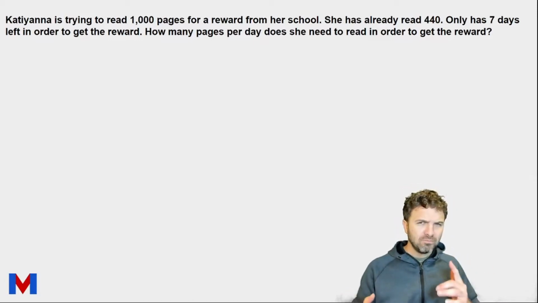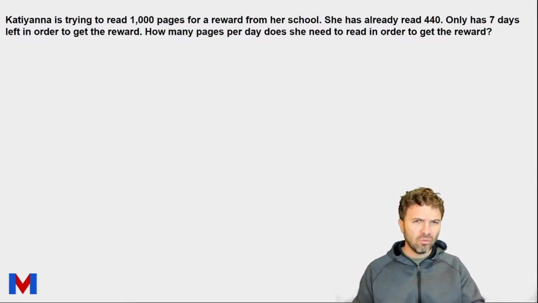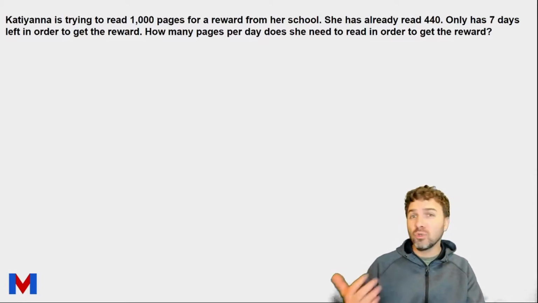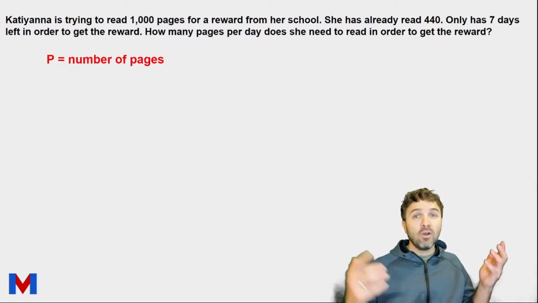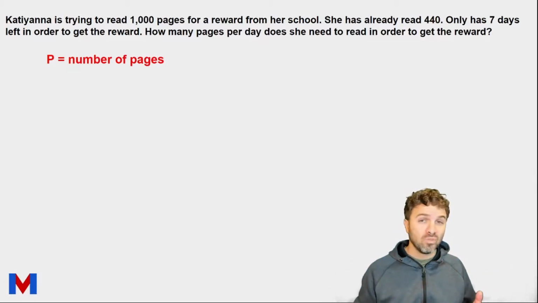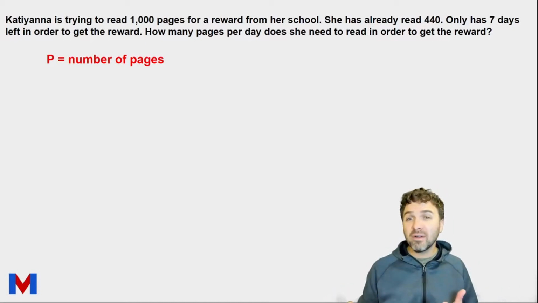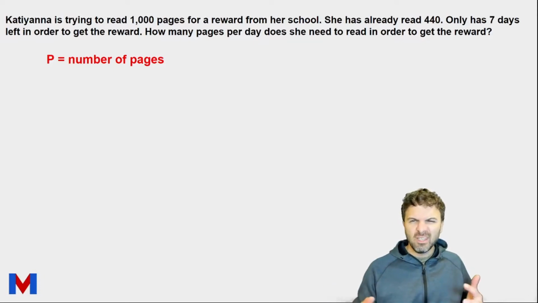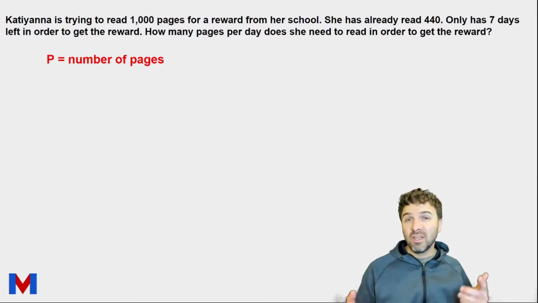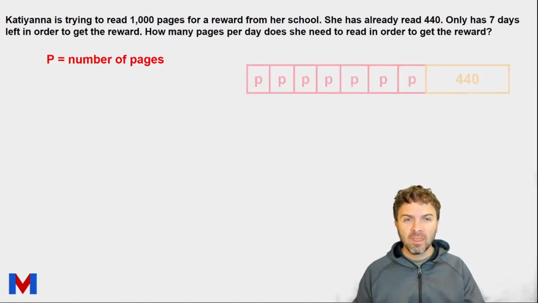Okay, well, let's figure out what we don't know and what we do know. We know there's some number of pages that she needs to read. Let's call that P. I could use any letter I wanted to. It really doesn't matter. I could use N or D or L or Q or Z, but they all represent the same thing, which is the number of pages. All right, so let's model this out.